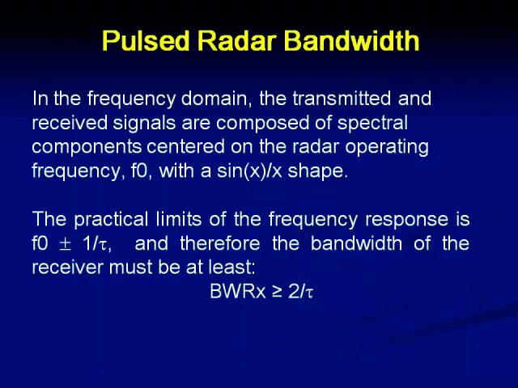So in the frequency domain, the transmitted and received signals are composed of spectral components centered on the radar operating frequency. The practical limits of the frequency response will be f0 plus or minus 1 by tau, and hence the receiver should have a bandwidth of 2 by tau, that is the minimum bandwidth required. It is better to have definitely more than this in practical cases.